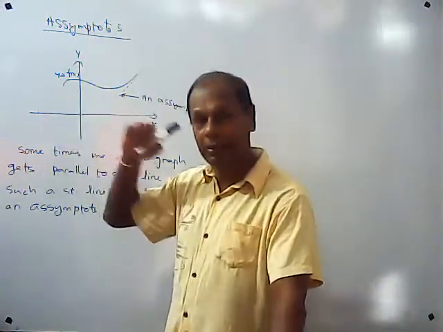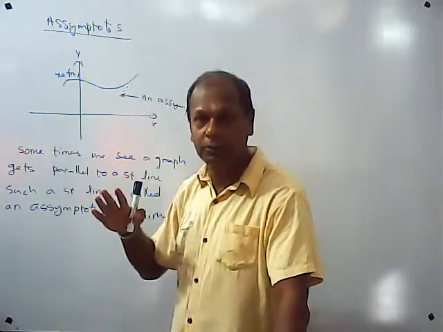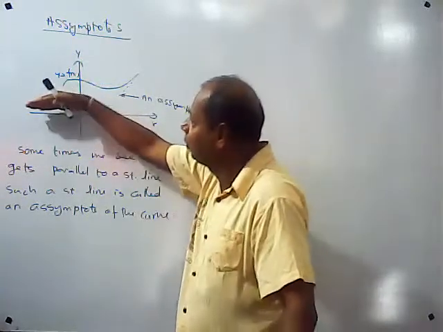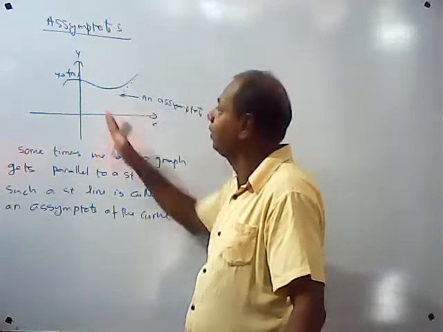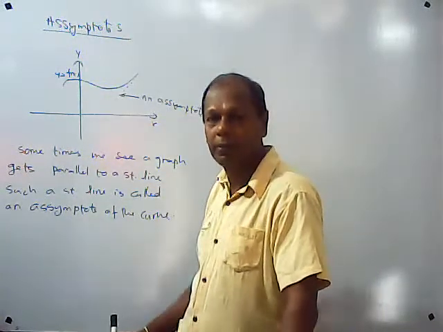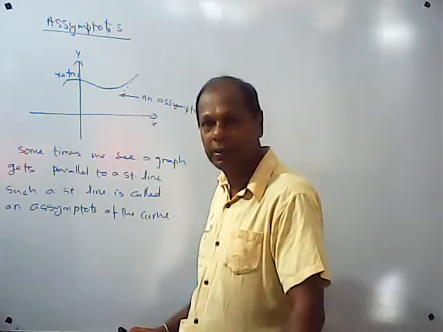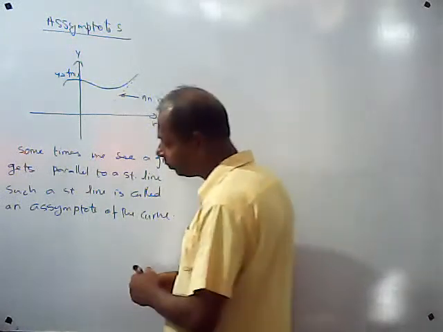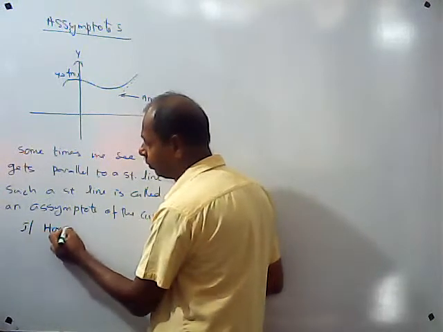But here in this syllabus, we consider only two types of asymptotes, right? We want to discuss only horizontal asymptotes, which are parallel to the x-axis, and vertical asymptotes, which are parallel to the y-axis. Only those two we do here in the A-level syllabus, right? First, horizontal asymptotes.